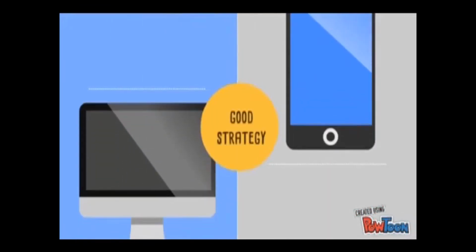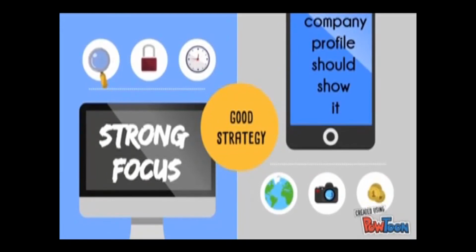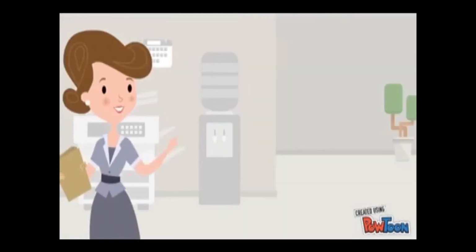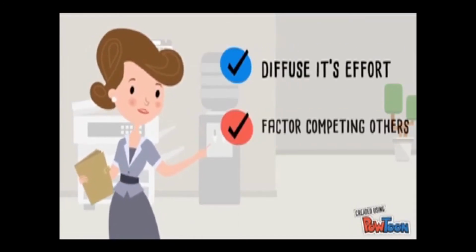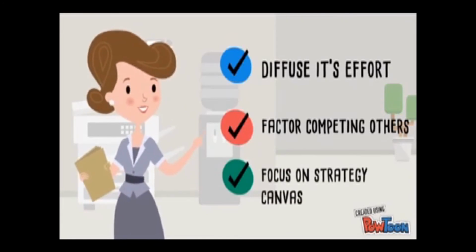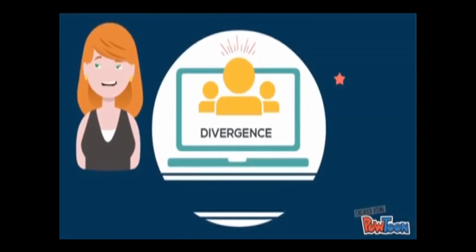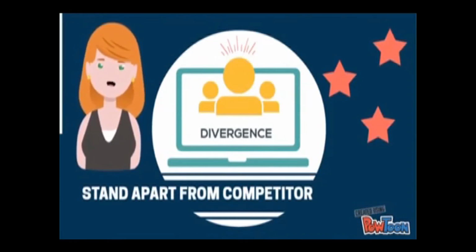A good strategy should have strong focus, and a company's strategic profile should clearly show it. It means that a company should not diffuse its effort on all the factors of competing with others, but focus on key factors on the strategy canvas. Second, divergence means that the company always stands apart from the competitor.